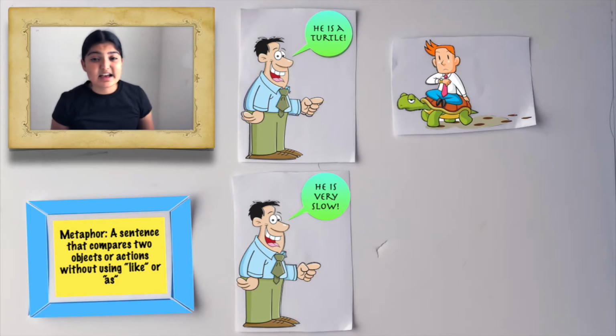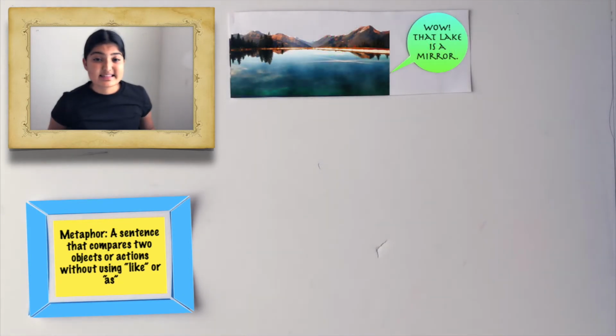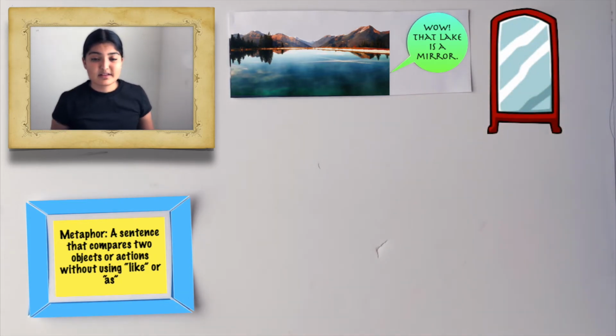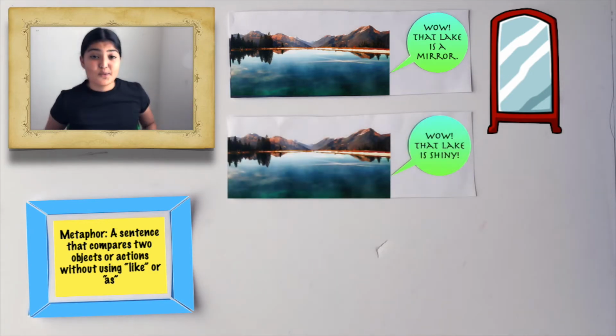Now, let's look at another example of a metaphor. This is a beautiful scene of a lake. And when we look at this lake, we might think, "Wow, that lake is a mirror." Now, while this lake might look like a mirror, it obviously isn't an actual mirror. What we are trying to say is, "Wow, that lake is shiny." This is an example of a metaphor, since we are comparing the lake to a mirror, and we do not use the words like or as.